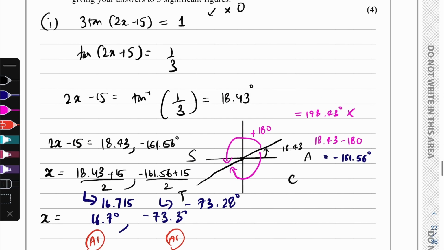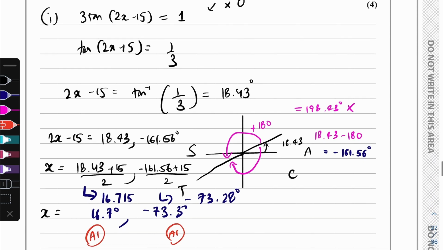Then we get M1 for getting to the answer using the CAST method or the sine wave method, whichever one. M1 for getting to 1 over 3 tan x, and 1 mark for using methods to get the answer. Let's look at the next part.